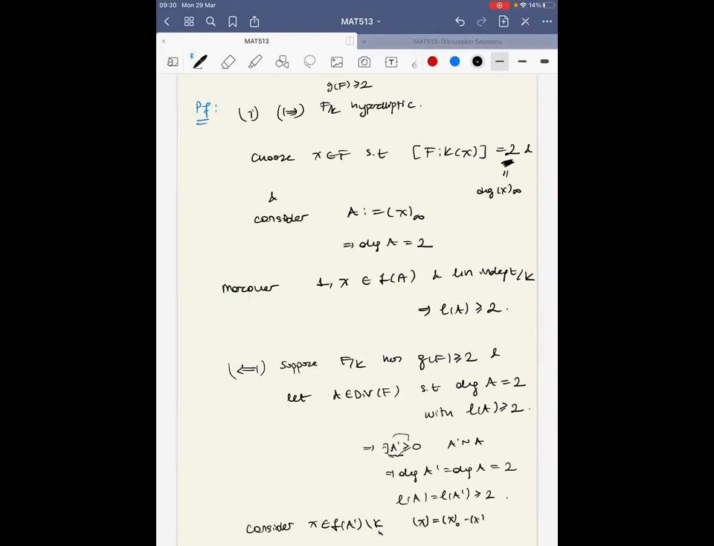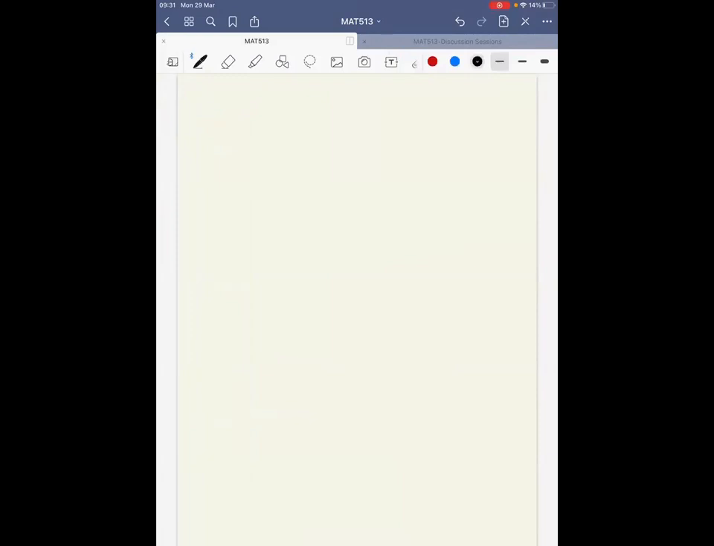So that means its principal divisor is bigger than or equal to minus A prime. Here A prime is positive. So that means we can compare the pole divisor, the coefficients of the pole divisor, and the coefficients of this effective divisor A prime. Indeed, it means that minus x infinity is bigger than or equal to minus A prime. So x infinity is less than or equal to A prime.